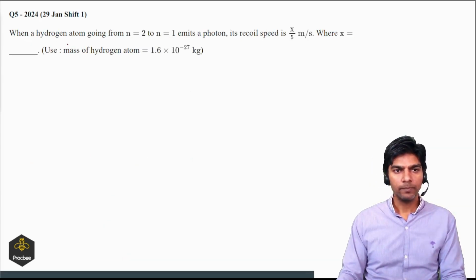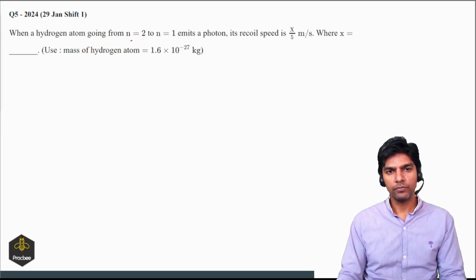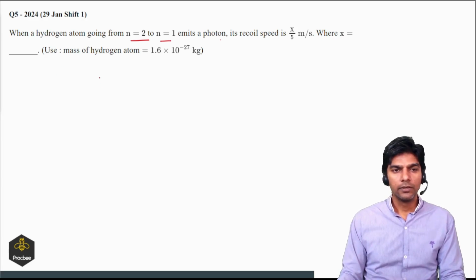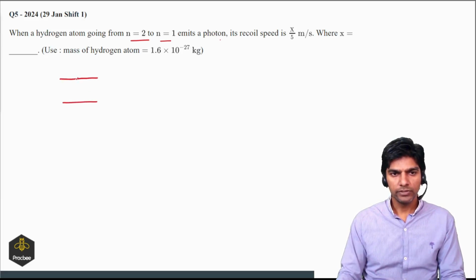Let us see the next question. When the hydrogen atom going from 2 to 1 emits a photon, its recoil speed is x by 5 meters per second. We have to find the value of x. So the electron is coming down, it is losing energy, coming down from the first excited state to the ground state, and it releases a photon.